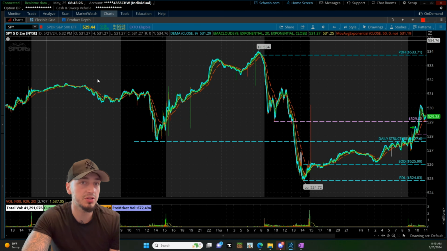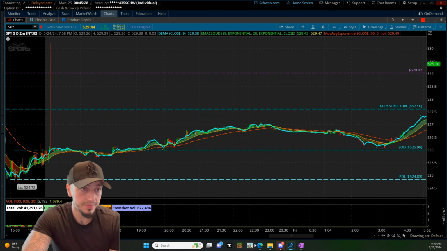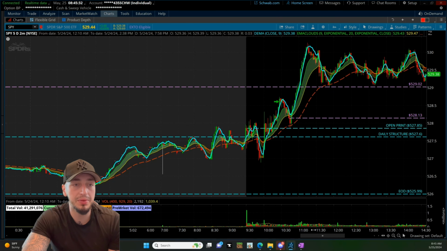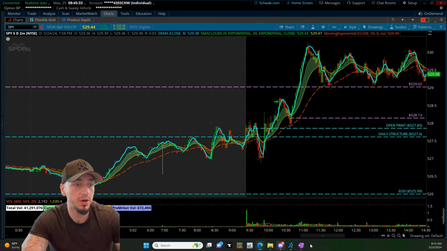But the trade I want to break down and show you is the one we took on SPX. So I want to show you guys how I was able to identify this trade. So I'm going to show you right here. Pull up the journal.